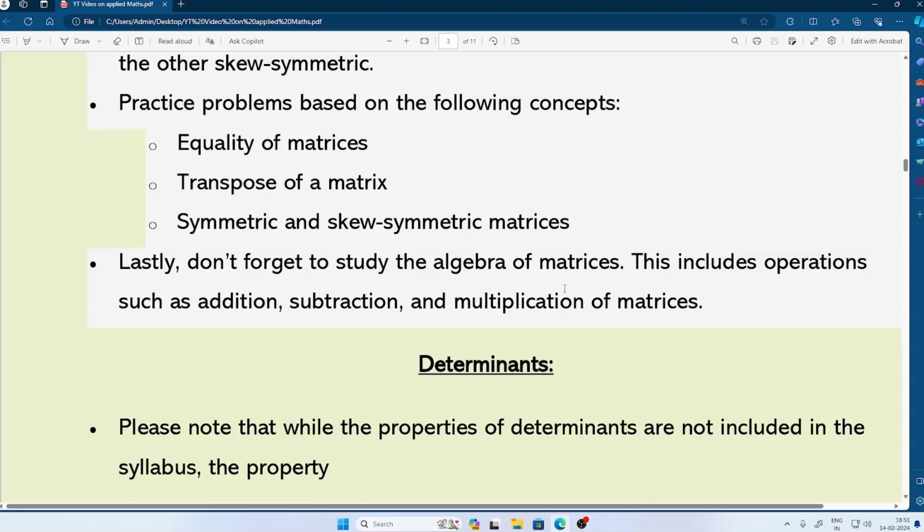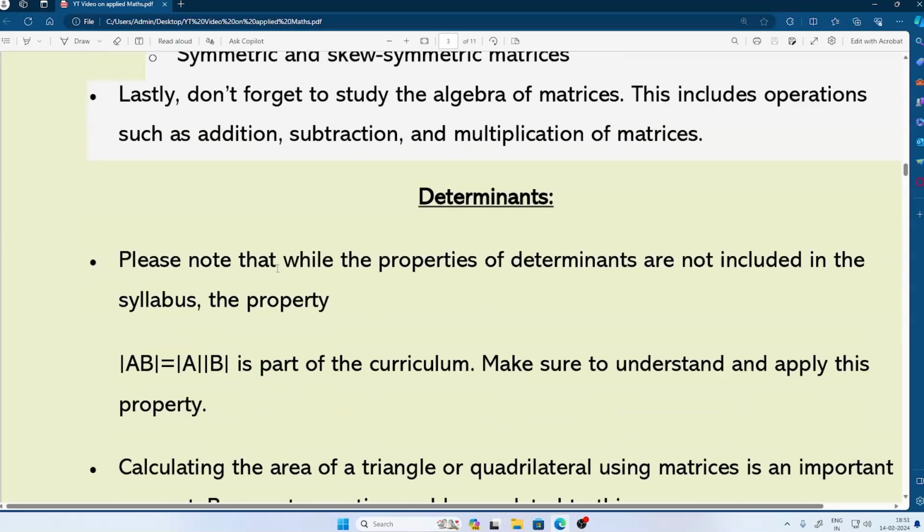I tell you again, there are 1 or 2 mark questions where you determine the value of k. One equation is given based on a matrix. This kind of problem you have seen. Even addition, subtraction, multiplication of matrices are also very important.